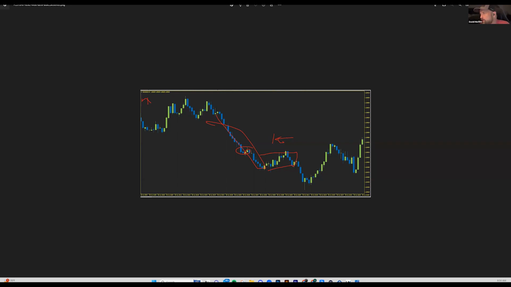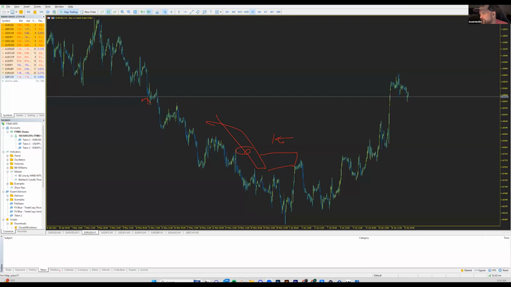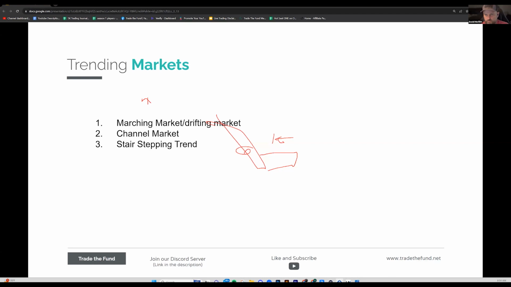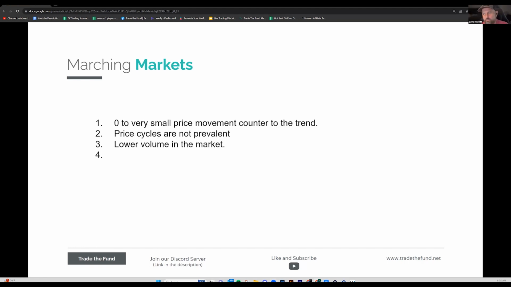Okay. So good job. Those are your examples of your marching market, your different types of trending markets, right? The different types of trending markets that we have are the marching markets, the channel, and the stair stepping. These are all the types of markets that we will see in the summertime, and in the wintertime you see them more prevalent and showcasing themselves more often.